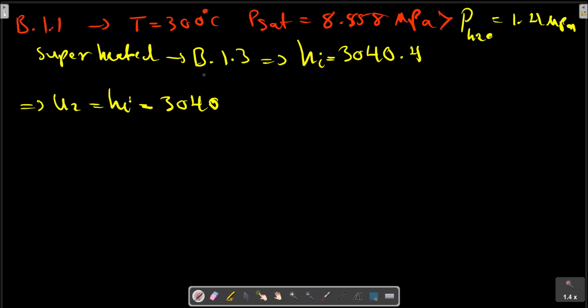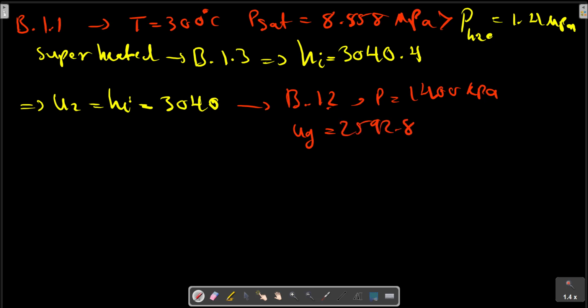To obtain the temperature, we should first check with table B12 for pressure in kilopascal, h_g, u_g equals to, you can check with the book if you have. It is smaller than h_i, so we also have superheat.